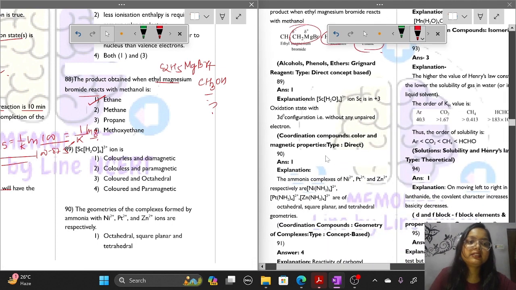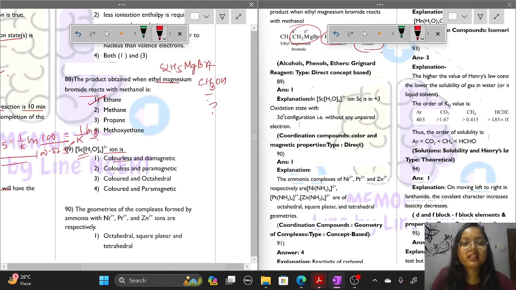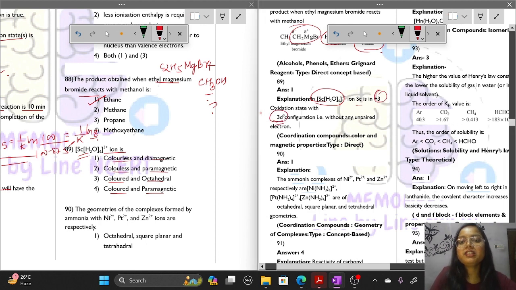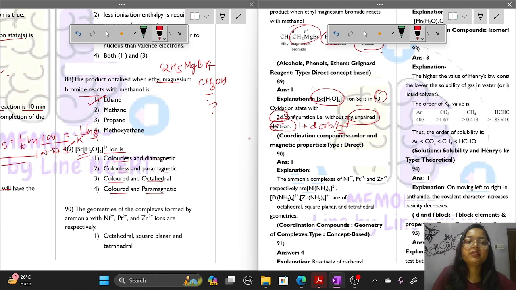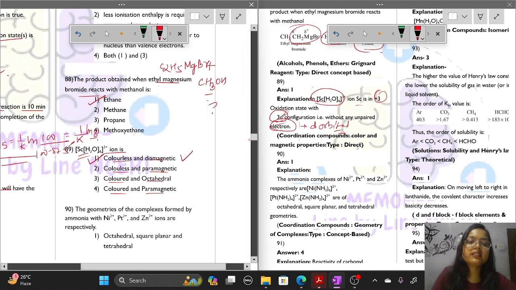Question number 89. This compound is colorless and diamagnetic, colorless and paramagnetic, colored and octahedral, or colored and paramagnetic. So for this compound, Sc is in +3 oxidation state, which means 3d0, so it does not have any unpaired electrons. All the electrons are paired, and also 0 electrons are there in the d orbital, which means that it will be colorless. Nothing is unpaired, which means it is diamagnetic.